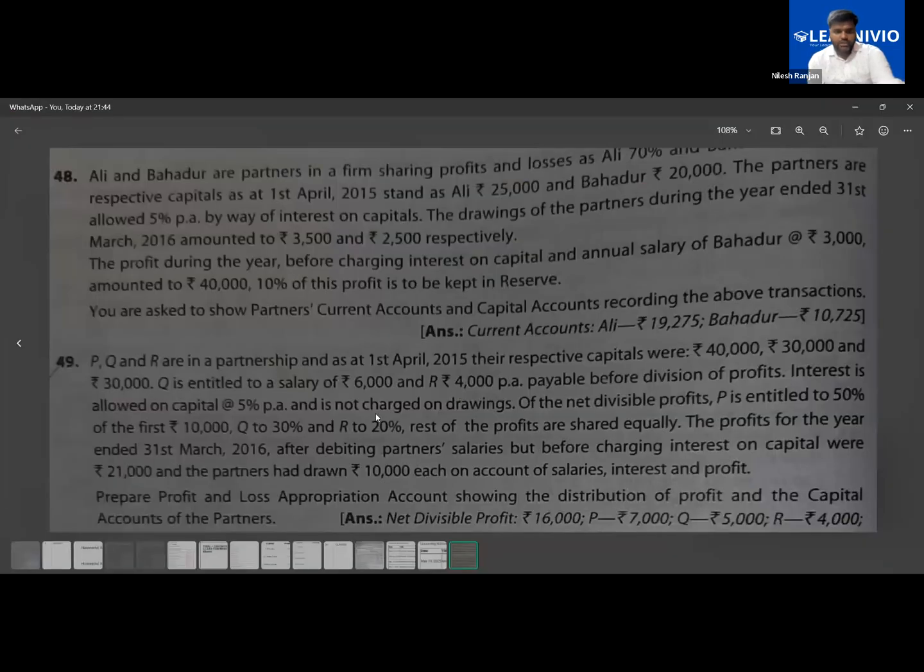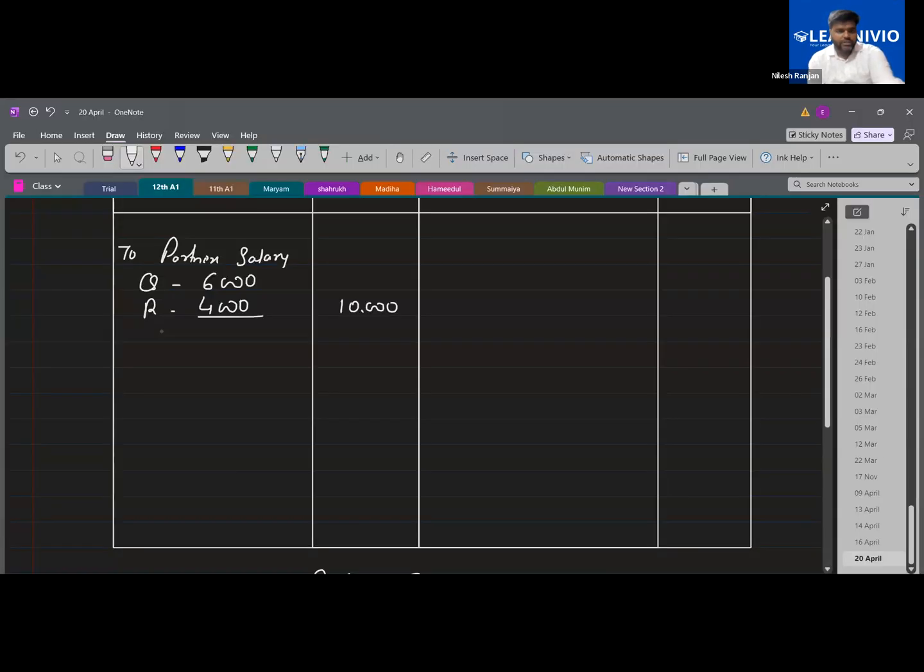Interest is allowed on capital at the rate of 5% per annum. So capital is 40,000, 30,000, 30,000. We will calculate interest and it will be P, Q, R: 2,000, 1,500, 1,500. Total will be 5,000.